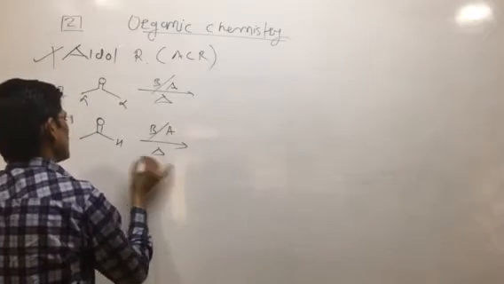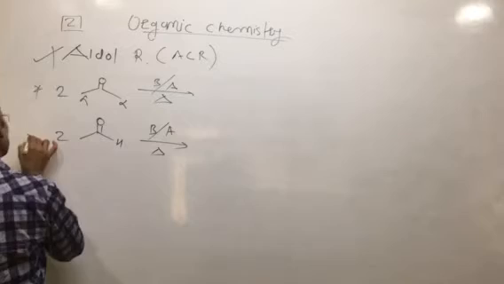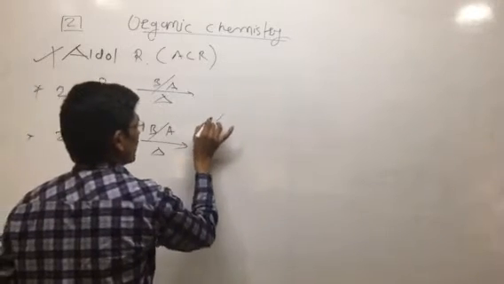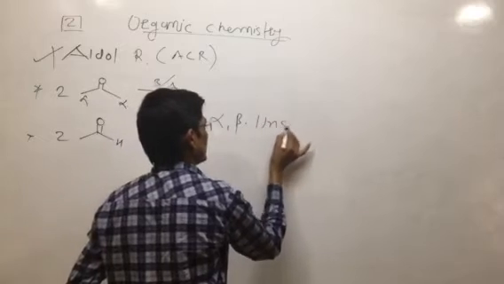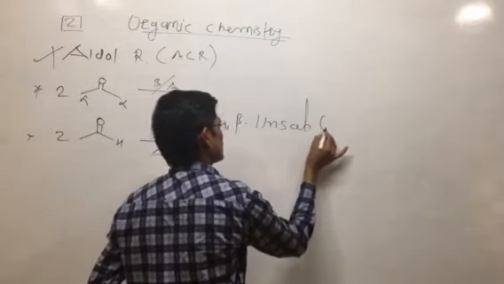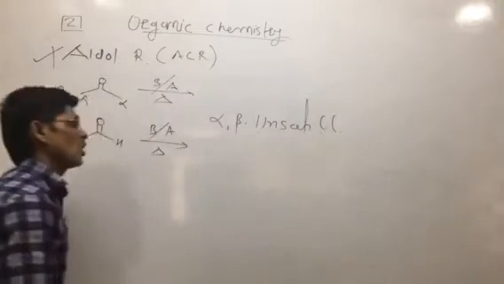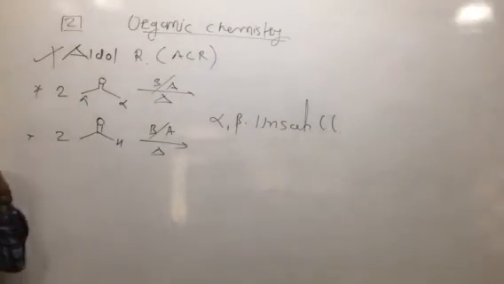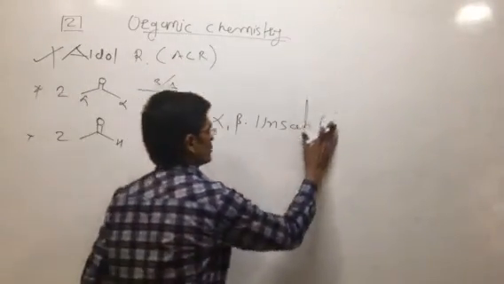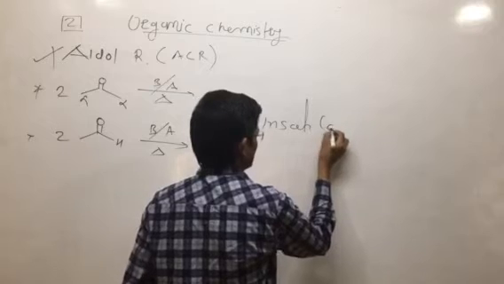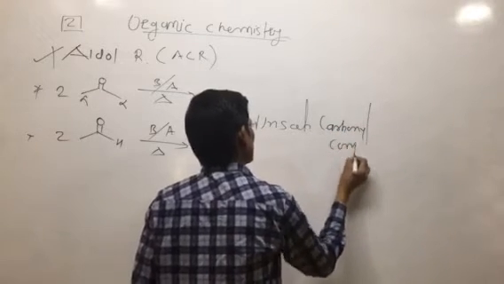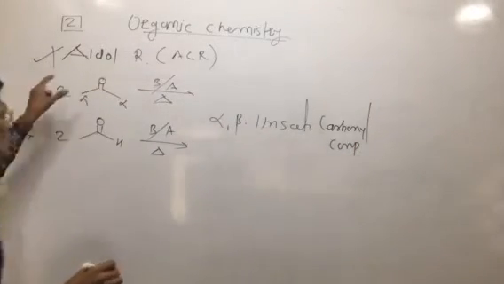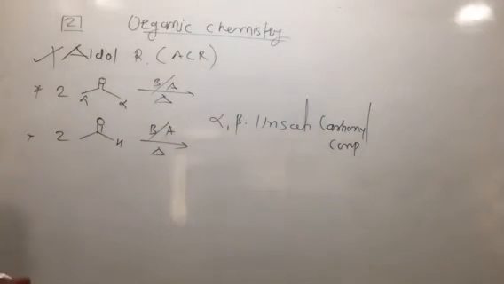So what happens? The reaction takes place in acidic or basic condition, with formation of alpha beta unsaturated carbonyl compound after loss of a water molecule, or as you can say, condensation. This is called alpha beta unsaturated carbonyl compound. This is the product of the aldol condensation reaction.